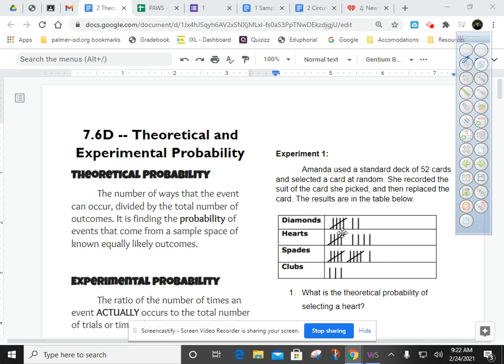This is going to be fast and furious. Okay, theoretical and experimental probability. Do not read that to me. I can read it. Tell me what you think theoretical probability is.